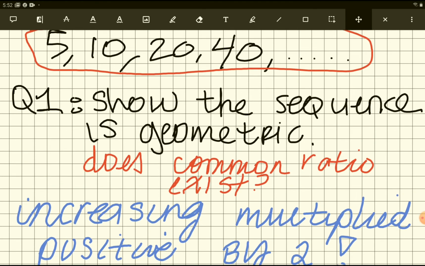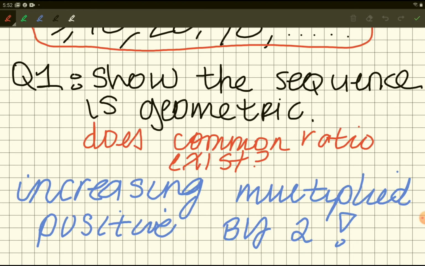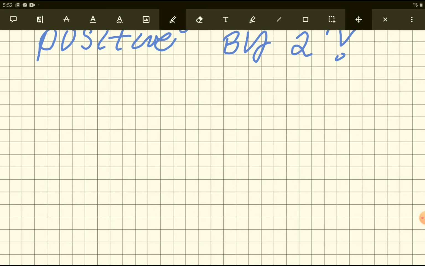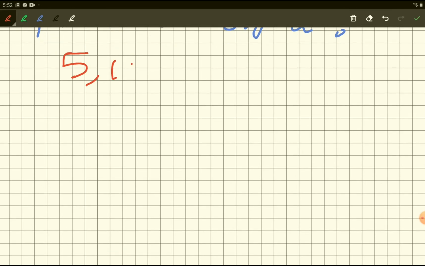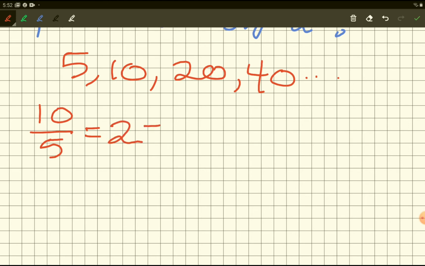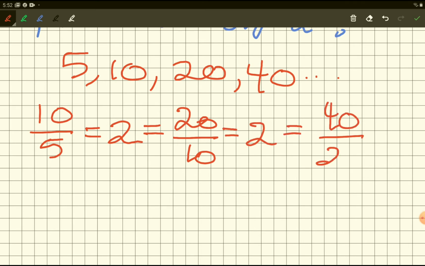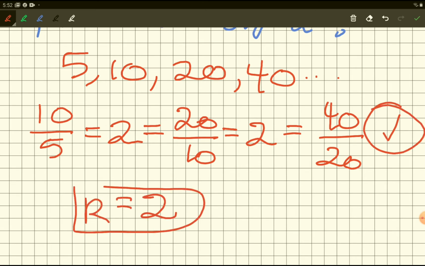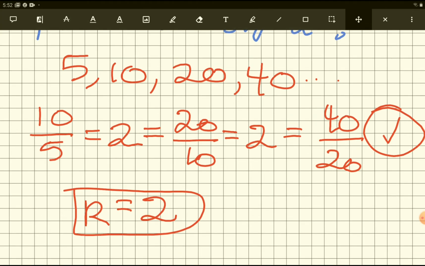So the way we show it is we just divide every term by the term that comes before it. Like this. So the sequence is 5, 10, 20, 40. So 10 divided by 5 is 2. 20 divided by 10 is 2. 40 divided by 20 is 2. So then r equals 2. Okay.